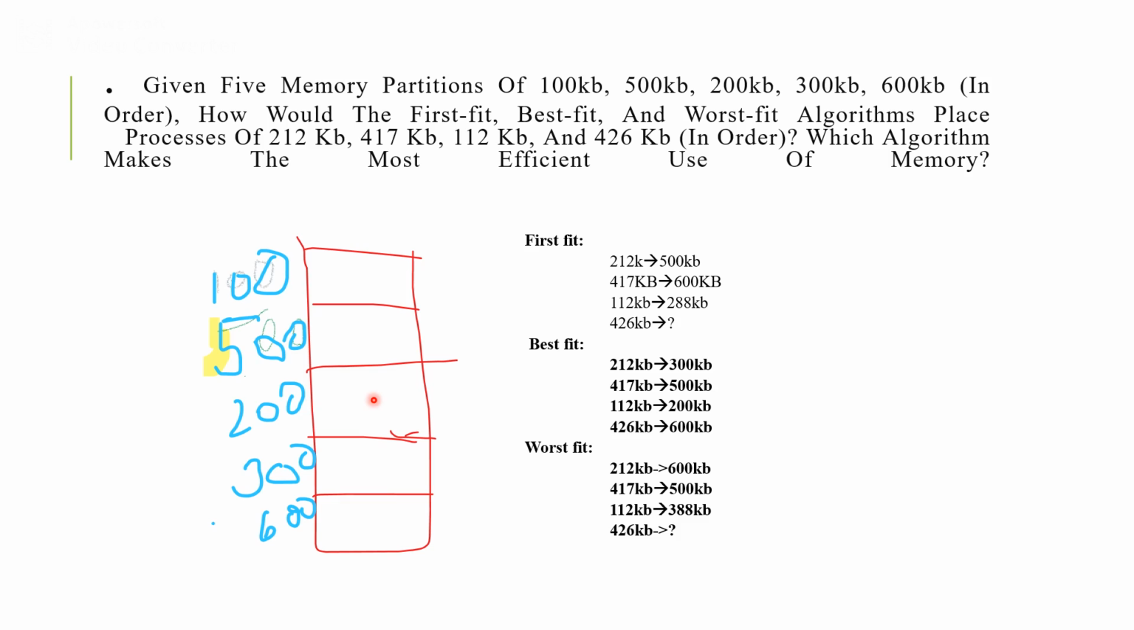And what about 426 KB? Is there any available space for this process? No. As we know, 500 minus 417 gives 83, which is much smaller, and 200 and 300 are also too small for this 426 KB process. Therefore, 426 KB has to wait. From all these partition algorithms, we come to know that best fit is the most efficient, making efficient use of memory, because all the processes are fit in the best fit algorithm.